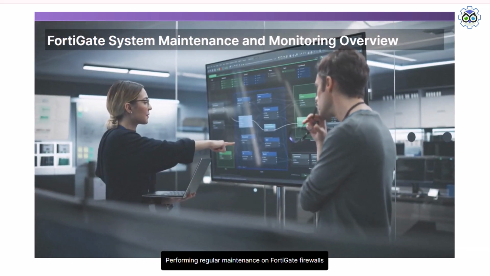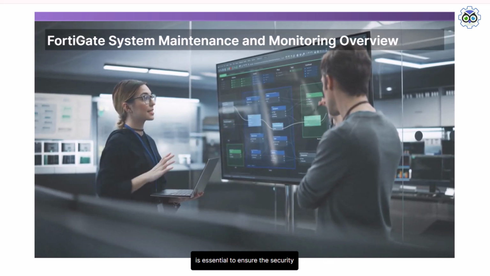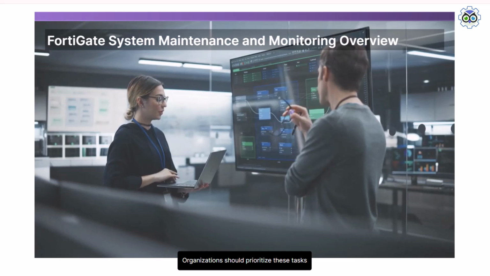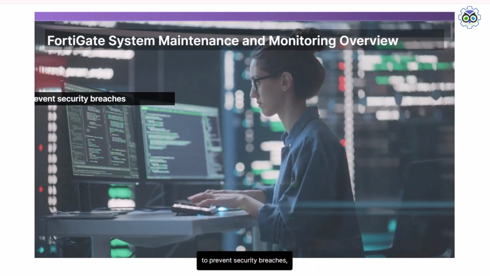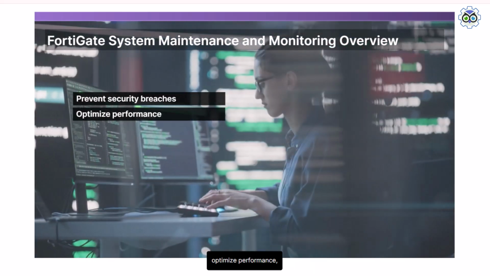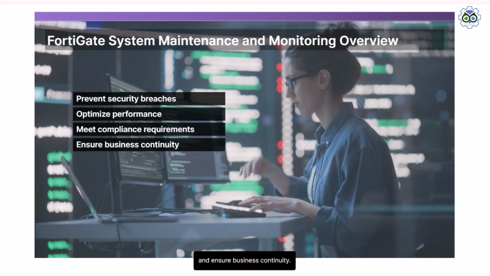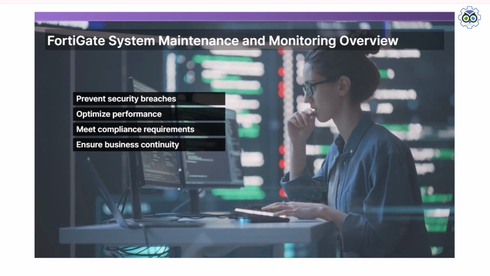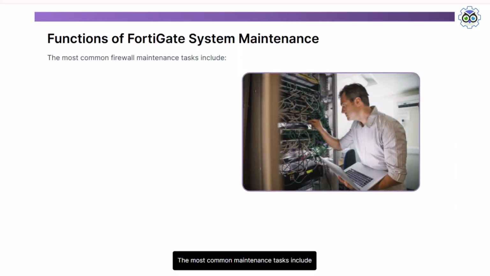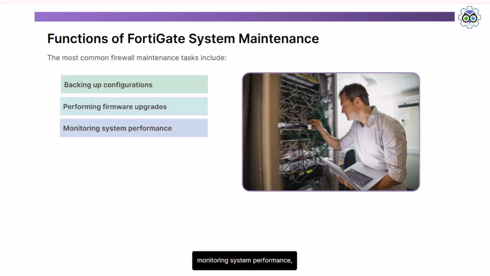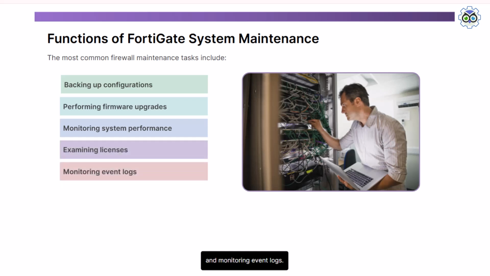Performing regular maintenance on FortiGate firewalls is essential to ensure the security and optimal performance of your network. Organizations should prioritize these tasks to prevent security breaches, optimize performance, meet compliance requirements, and ensure business continuity. The most common maintenance tasks include backing up configurations, performing firmware upgrades, monitoring system performance, examining licenses, and monitoring event logs.